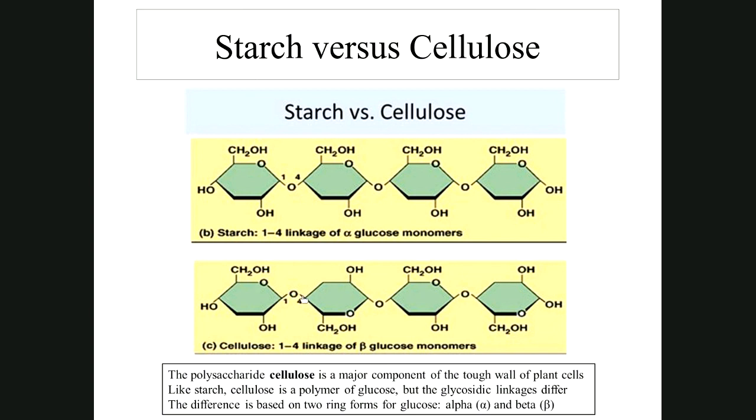So if they both have a 1,4 linkage of glucose, what's up? Well, one's called alpha and one's called beta. If you look at the arrangement, look at how these all have the CH2OH on the top, and these are alternating. When they alternate, it forms a different 1,4 bond angle.